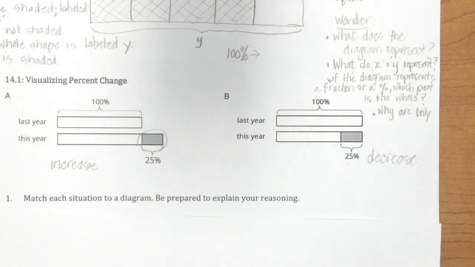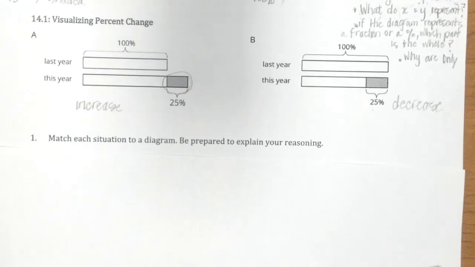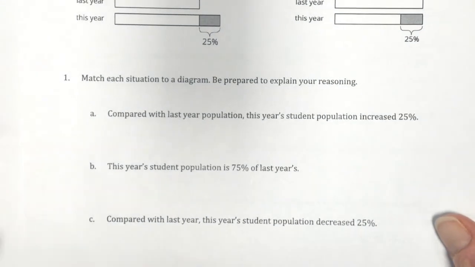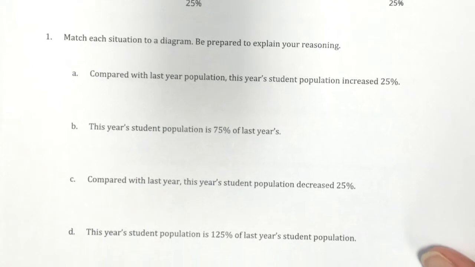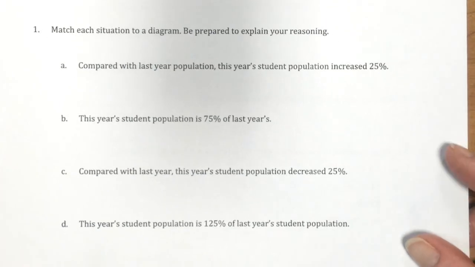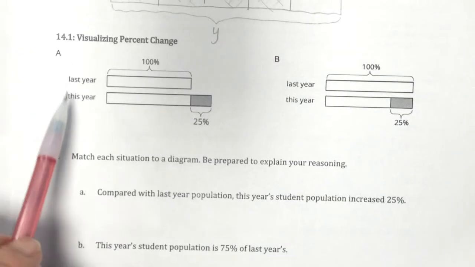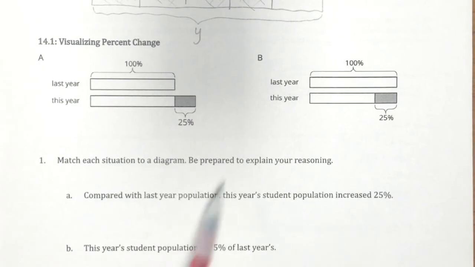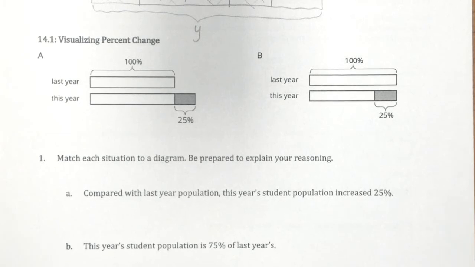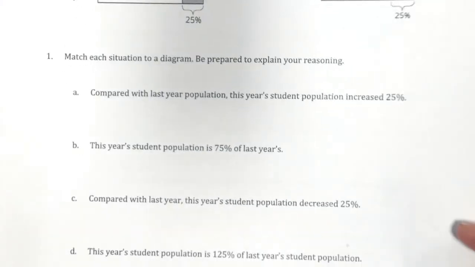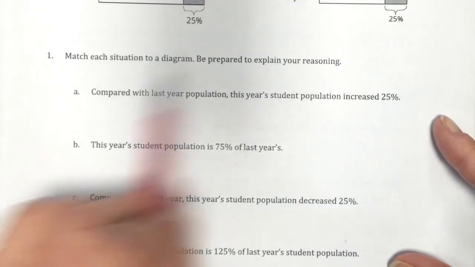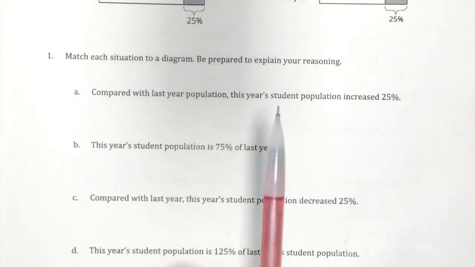So moving on, it says that we are supposed to match each situation. So I have these A, B, C, and D situations that we're supposed to match. And then what we're supposed to do is, looking at these 2 graphs, A and B, match it, and then explain why you chose that. So I'm going to go ahead and, if you could pause the video, that way you could go ahead and jot down the reasons why you matched each one.